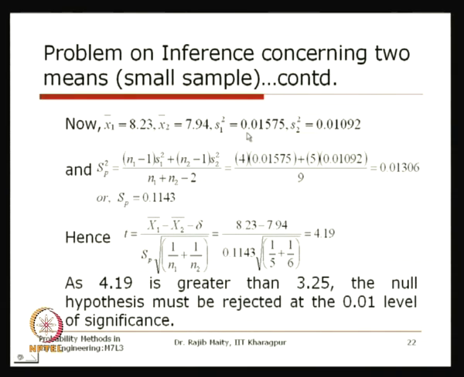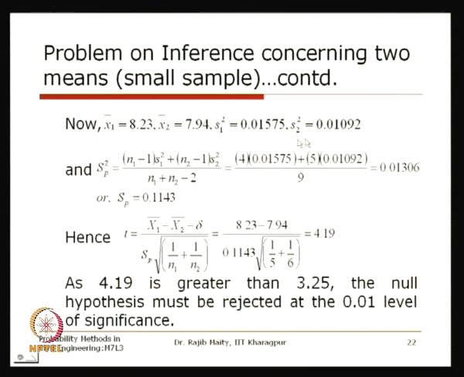Variance for this first sample is 0.01575 and variance for the second sample is 0.01092. So, these sample estimates we have already learned. We can apply that for whatever data is given, and we will get these sample estimates.